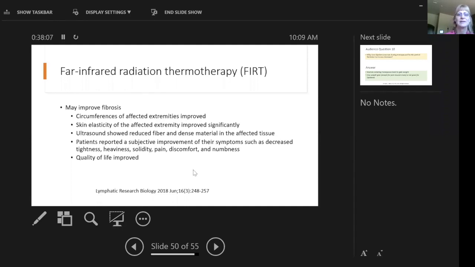And people who had this treatment found that their circumference was reduced, their skin elasticity improved, the amount of fibrous and dense material in the affected tissue reduced, and the patients actually felt better. Their symptoms of tightness, heaviness, pain, discomfort, and even numbness improved, and they felt their quality of life improved. So things like lasers and far infrared therapy may be something to look at and research and see if it might benefit you, as long as you understand the side effects associated with the tissue.